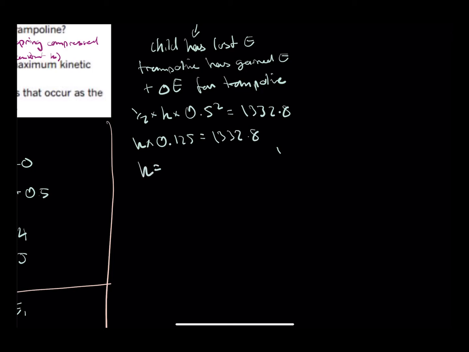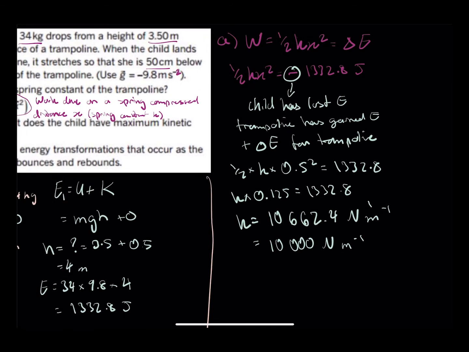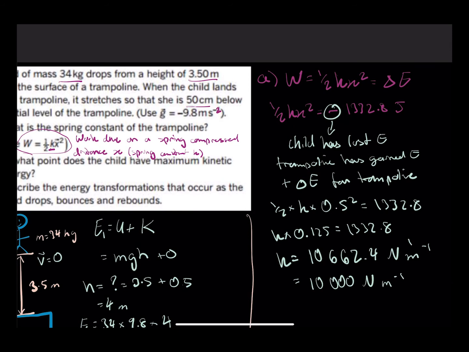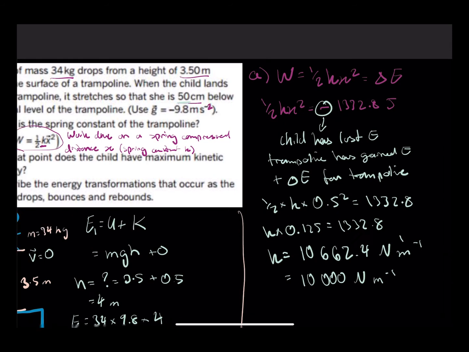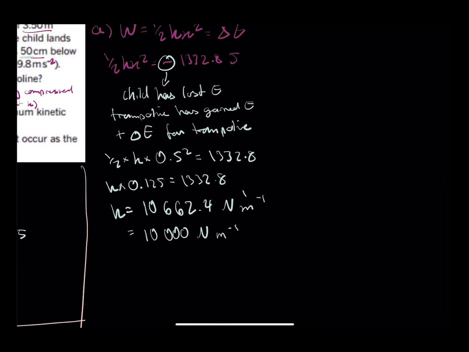And so K is going to be equal to 10,662.4 newtons per meter. That's the units for our spring constant. And we're going to round that off to 10,000 newtons per meter because we only have one significant figure given in our question here in this 50 centimeters. So our answer should also be to one significant figure.